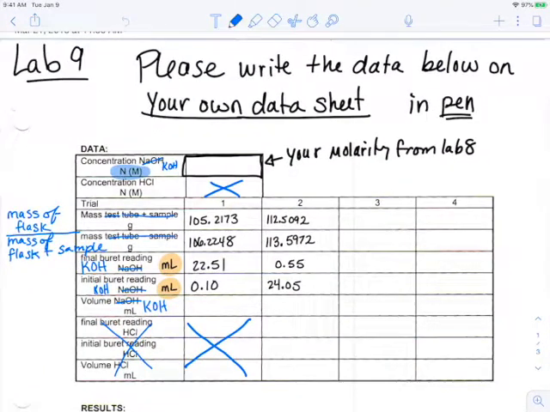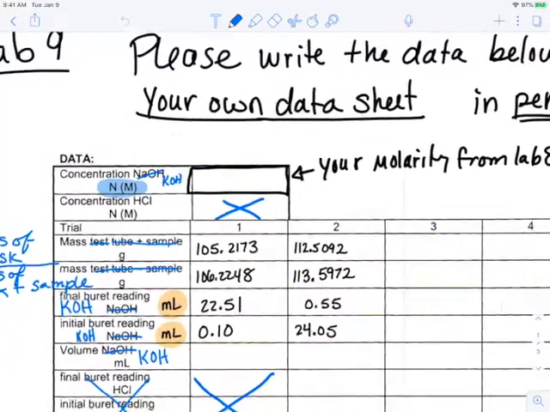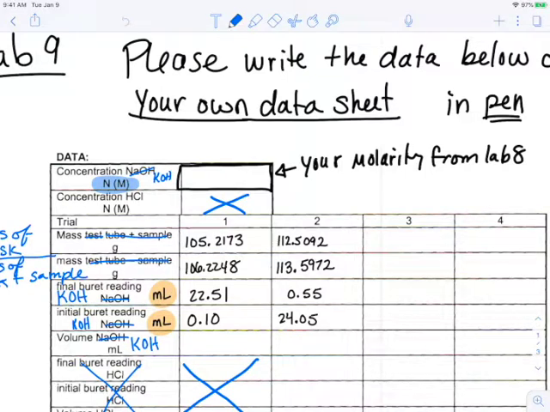So just like last time, I'm going to ask you to write the data sheet, the data below, on your own sheet. So this comes out of your lab notebook that you got from the bookstore. If you don't have that, just write it on another piece of paper. All right, and in the very top box there, this one right here, it says concentration of, on yours, they should have updated this in the lab manual, so I'm hoping yours does say KOH. This is an old one that I have that says NaOH. So concentration of KOH, this is your molarity from lab 8. So make sure you write in your molarity.